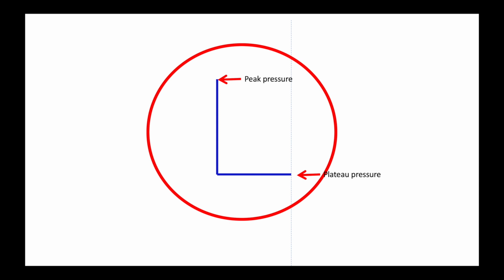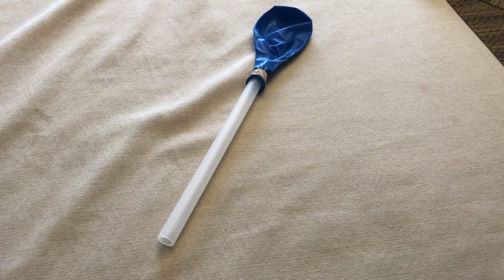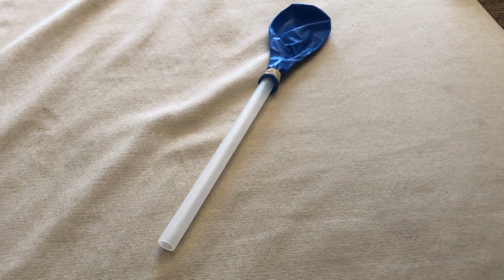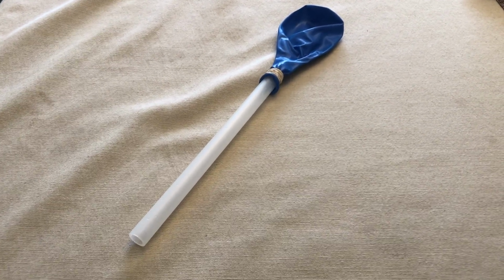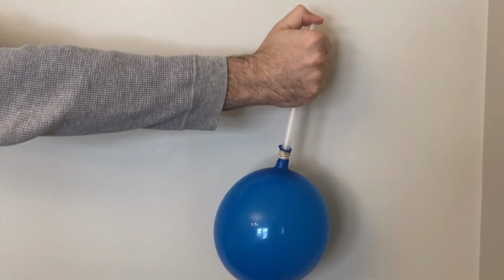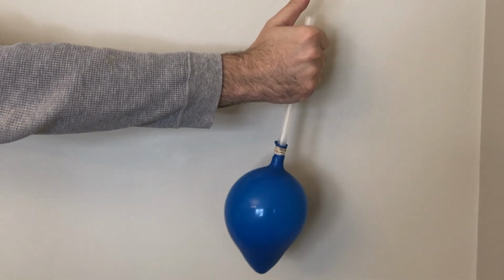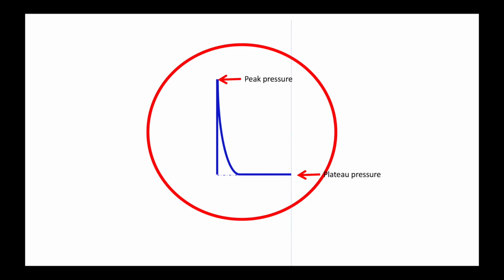Under normal circumstances, it's fine. You've got minimal resistance to expiratory flow, and that reaches this plateau relatively quickly. Take a look at this balloon. I'm using a large straw to simulate not a lot of resistance to flow. And you see this happens pretty quickly. It's not immediate though, it's not instantaneous, so it probably looks more like this.